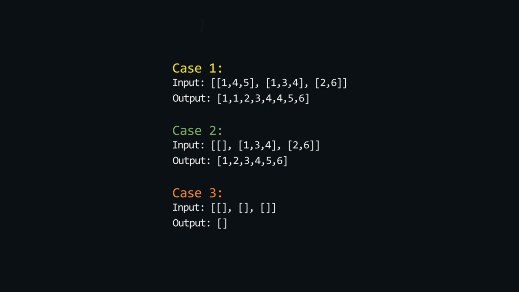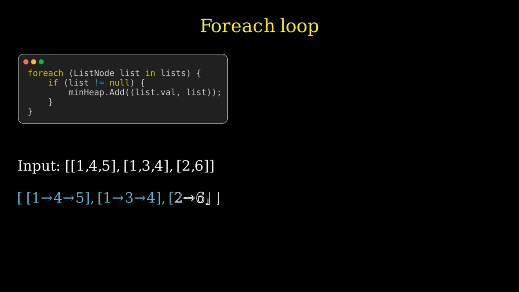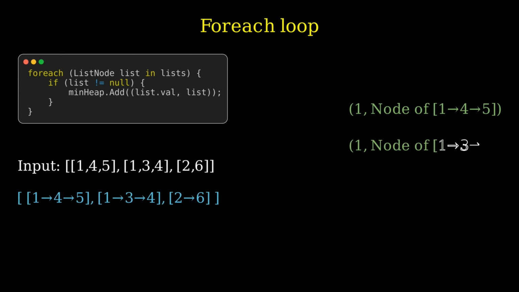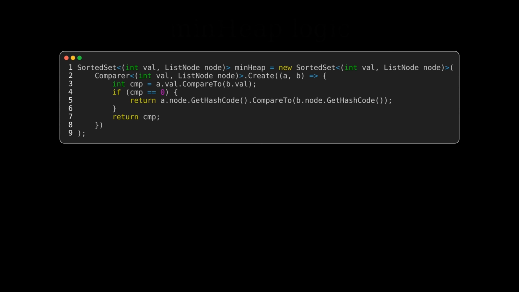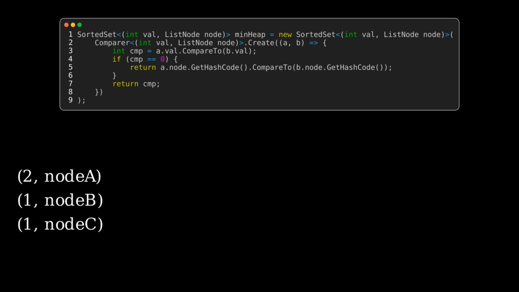Here's how it works. First, we start with a foreach loop. We have an array of linked lists, and loop through each one using a simple foreach. If the list is not empty, we take its head node and add it to the min-heap. The min-heap is just a priority queue, it always keeps the smallest value on top. In C#, we can use a SortedSet, which keeps elements ordered using a custom comparison rule.